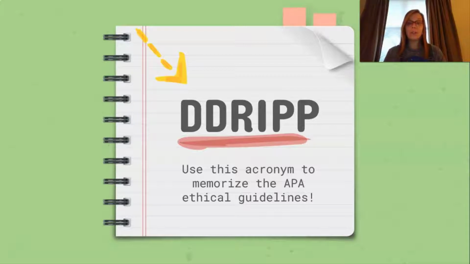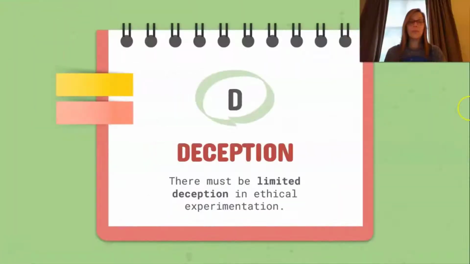We're going to use this acronym to memorize the APA ethical guidelines that you'll need to know for the AP test. So, it's DDRIPP. The first D stands for deception. Basically, the idea here is that there must be limited deception in ethical experimentation. Think about the Tuskegee experiment. Those men were coerced into joining. Did they volunteer? Yes, but did they know what was going on exactly?